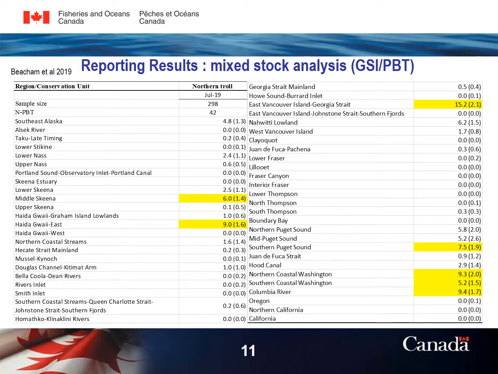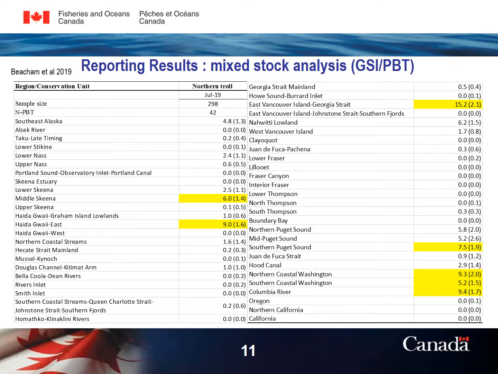So far, we've covered the history of marker development and technological change in the lab. We've seen the move towards high-throughput sequencing of SNPs that allows us to genotype large numbers of brood and mixed stock fishery samples for PBT and GSI. Now I wanted to show you some of the results from the lab.